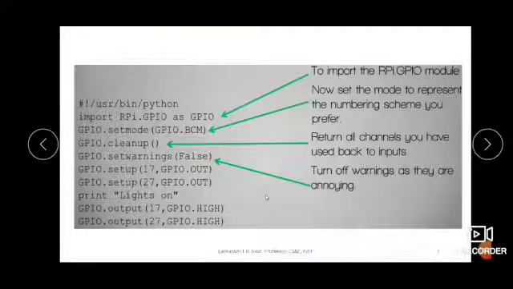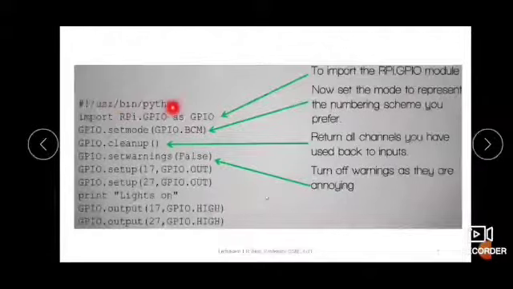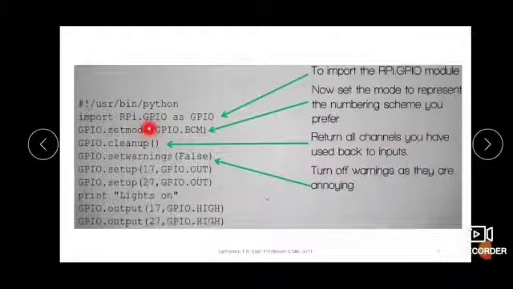So now let us see how you can write the program for making the LED glow. So here this is as usual our interpreter line. Then we are importing RPi, RPi is Raspberry Pi, RPi.GPIO as GPIO. So instead of writing RPi.GPIO, we can simply write GPIO. So this line is for importing the GPIO module of Raspberry Pi.